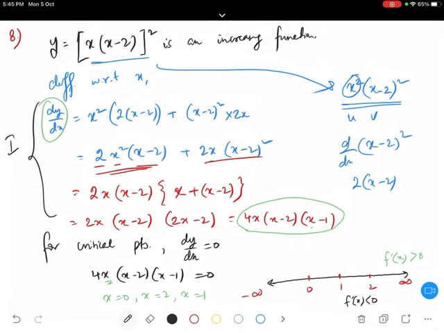And let us take a number between 0 and 1. Let us take half. So it becomes 4 into half minus 2, and it becomes half minus 1. This one is also negative, this one is also negative. So negative makes positive. So I will write here positive.